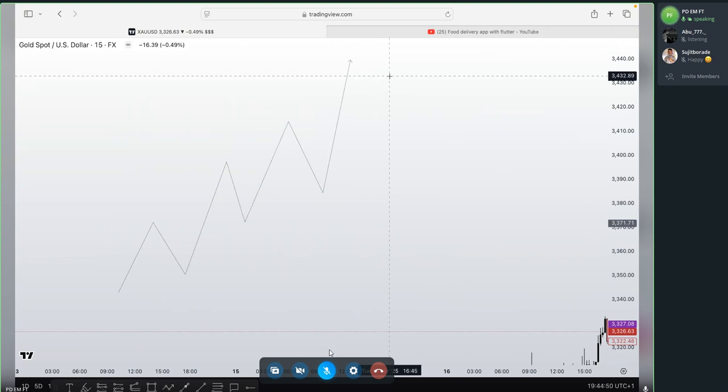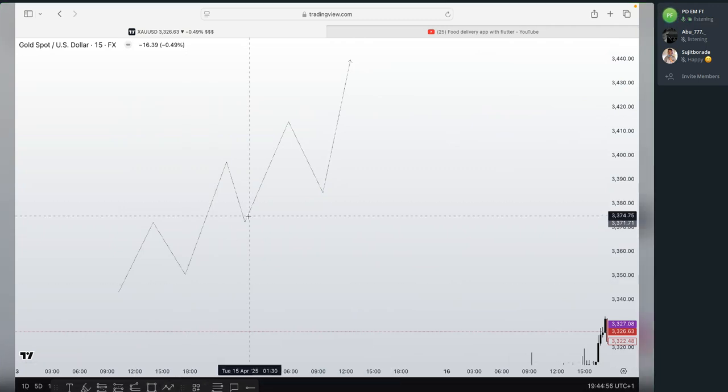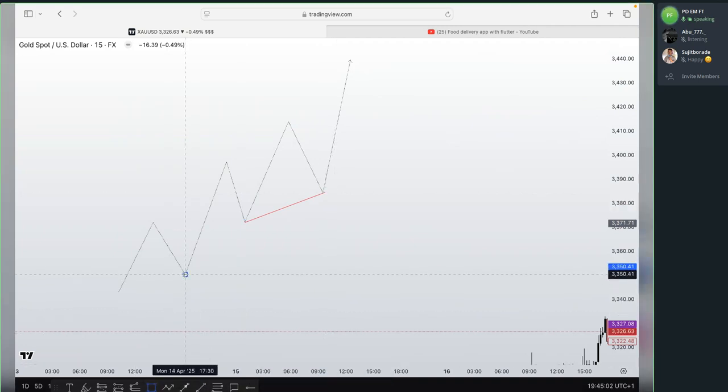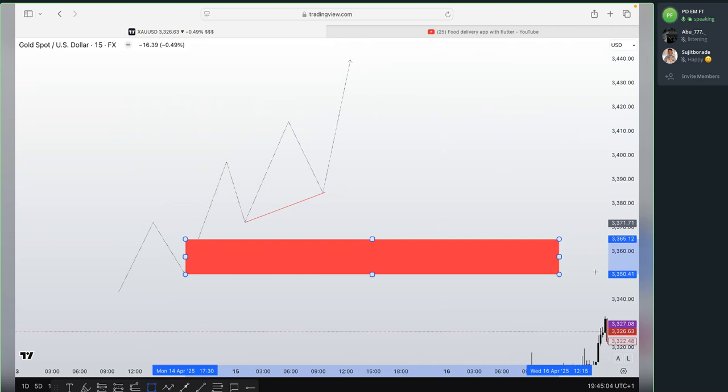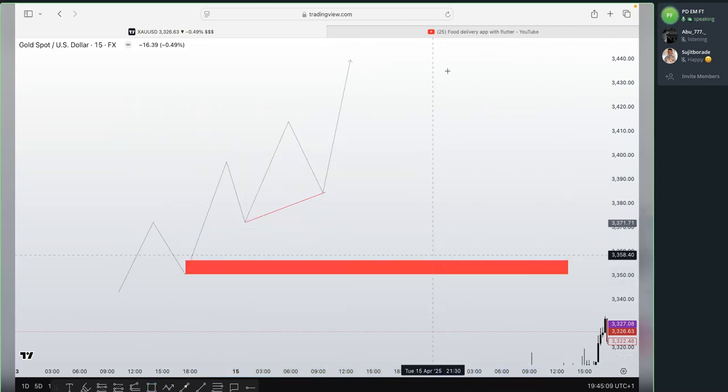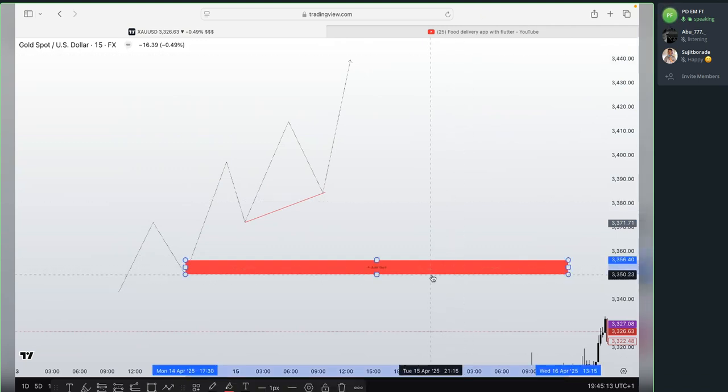In many strategies, commonly SMC, what SMC traders used to do is mark liquidity, look for order block, and put your entry here, stop loss below the low, target the high. I think that's the basics of SMC.